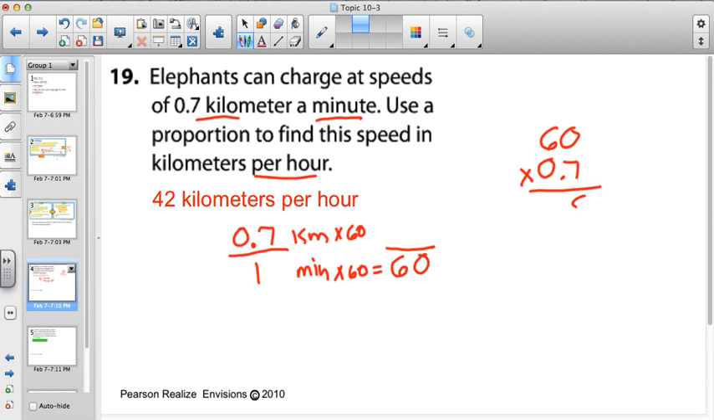7 times 0 is 0. 7 times 6 is 42. We have a decimal in one of our factors, so it comes out one time, comes back in. So our answer is going to be 42 kilometers per hour, because this is going to equal 1 hour. 60 divided by 60 will give us the 1 hour, and so therefore we would have 42 per hour.